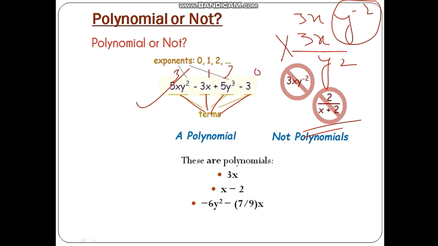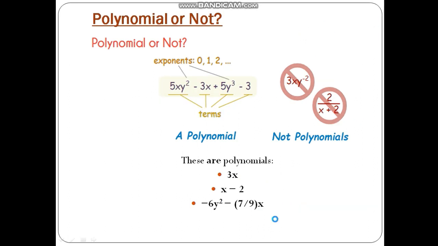These are the polynomials: 3x, x minus 2, minus 6, y square, minus 7 over 9. It is written like this: 6y square minus 7 by 9 into x. x is not in the denominator, x is in the numerator, but the constant term can be in the denominator. So this will be considered a polynomial.